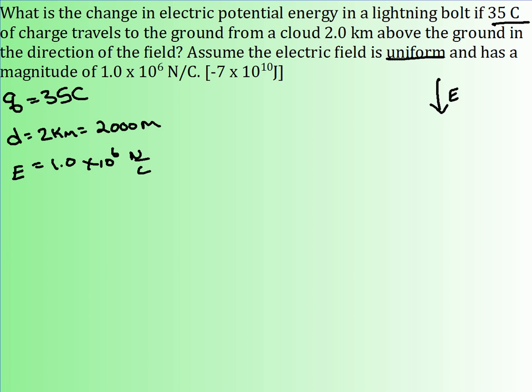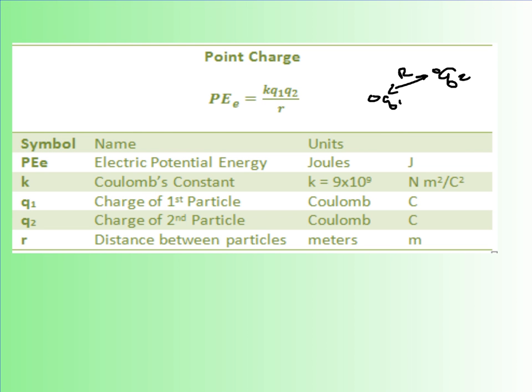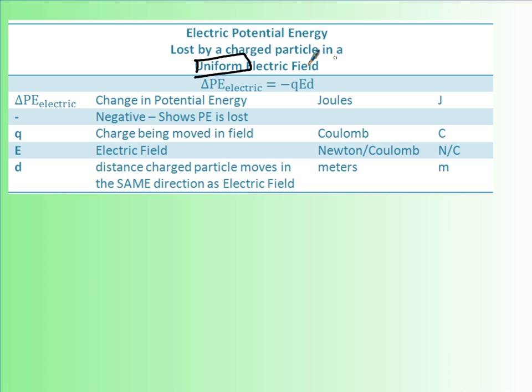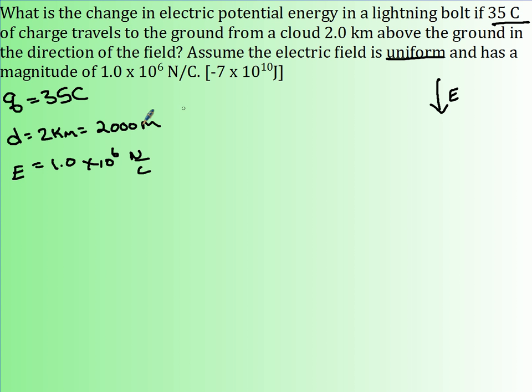Now let's flip back. Which formula do you think we're going to want to use? The one for the point charge or the one for the uniform field? Well, of course, the one for the uniform field. PE is minus QED. So the potential energy, which is what we're looking for, is minus QED. The charge is 35 coulombs.